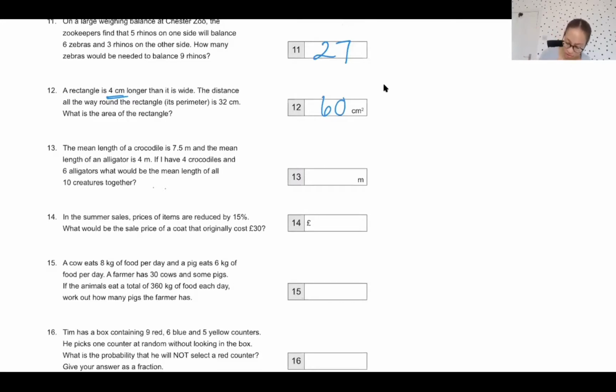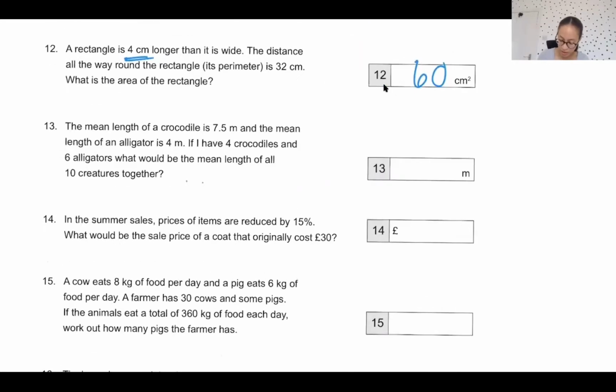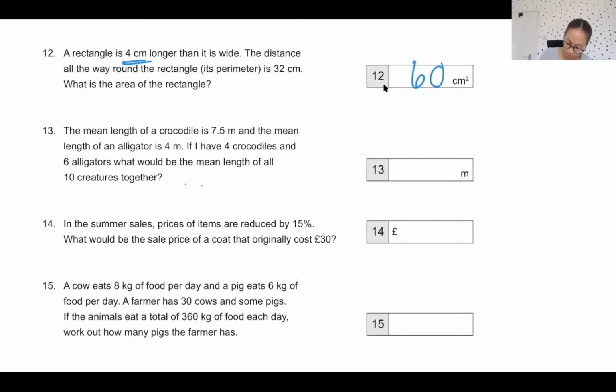I'm going to write times 4, and times 6 next to these, so I don't get in a muddle. 7.5 times 4, we could double it and then double it again. So that would give us 30. And then the alligators would give us 24. So if I add up all of the animals' lengths, I get 30 plus 24 is 54.